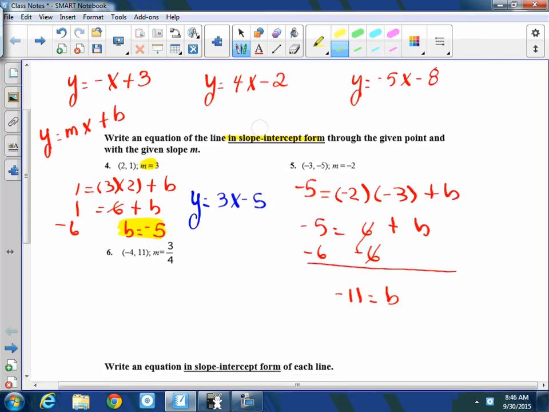Okay, so what do I have right now? Now I have my m and my b. I'm still not finished. I have to plug it in, right? So talk to me about what the equation would be. Y equals what? Negative 2x minus 11. All right.